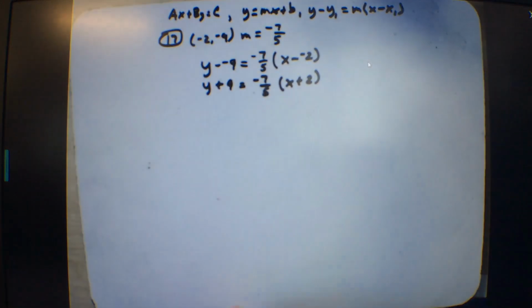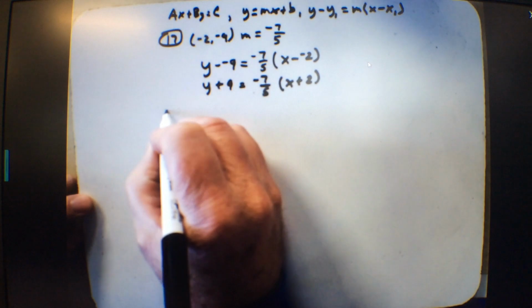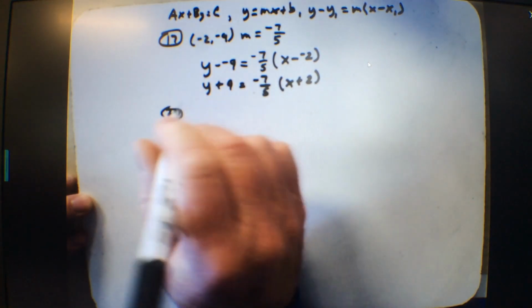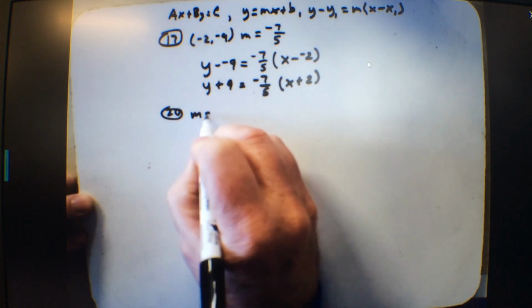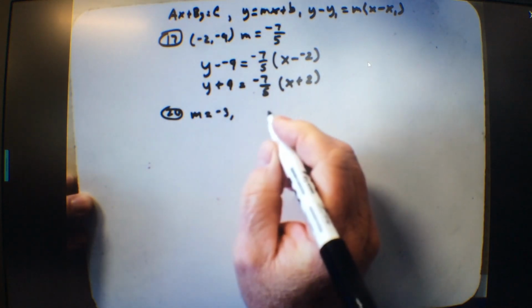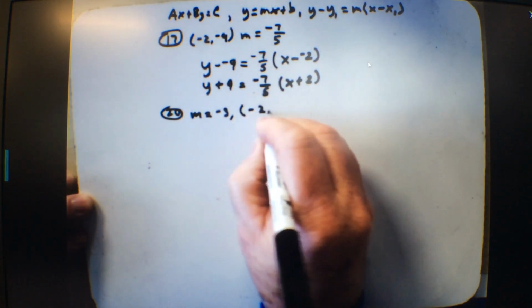Well then, you saw the next set of directions. Oh boy, a lot of stuff in there. It says write an equation in point slope form, slope intercept form, and standard form for each line. Correct? All right, we'll start with number 20. We'll do two problems. Number 20 is m equals -3. That's my slope, and (-2, 6). Correct?